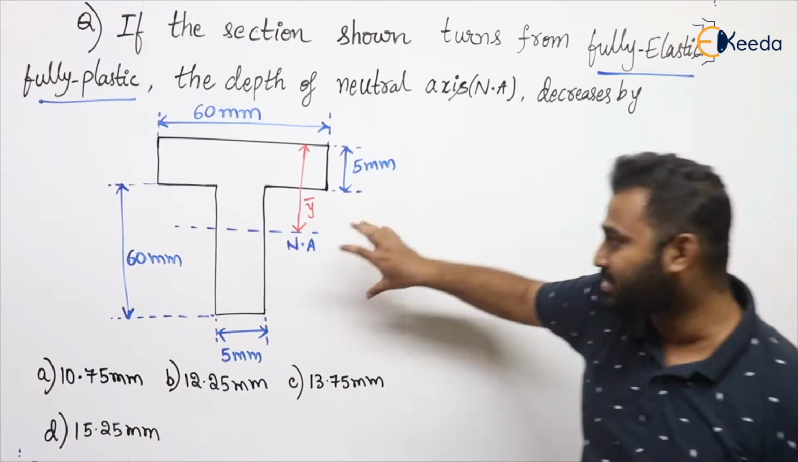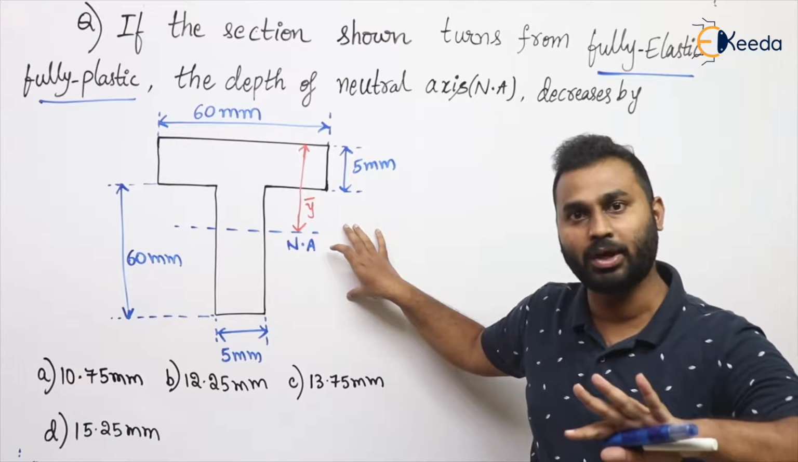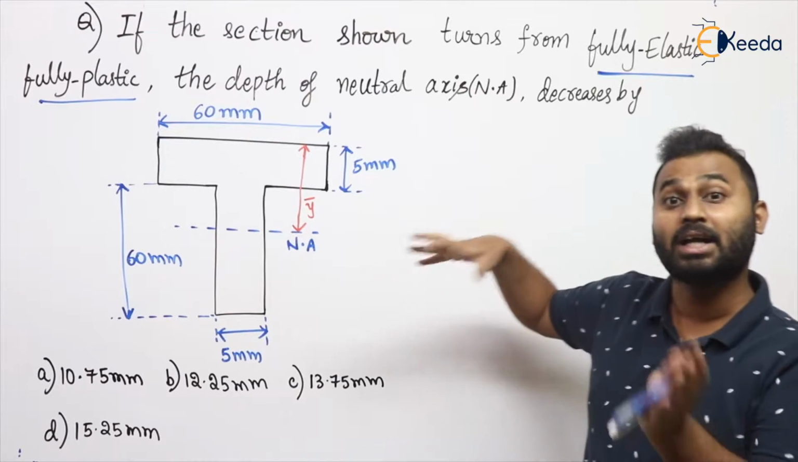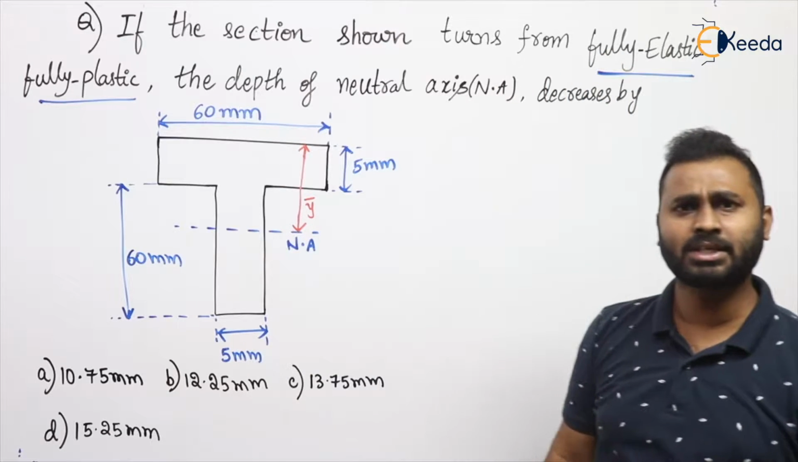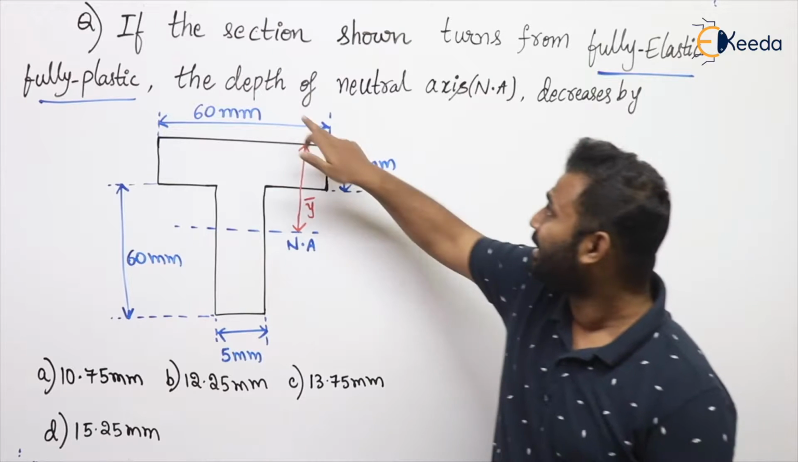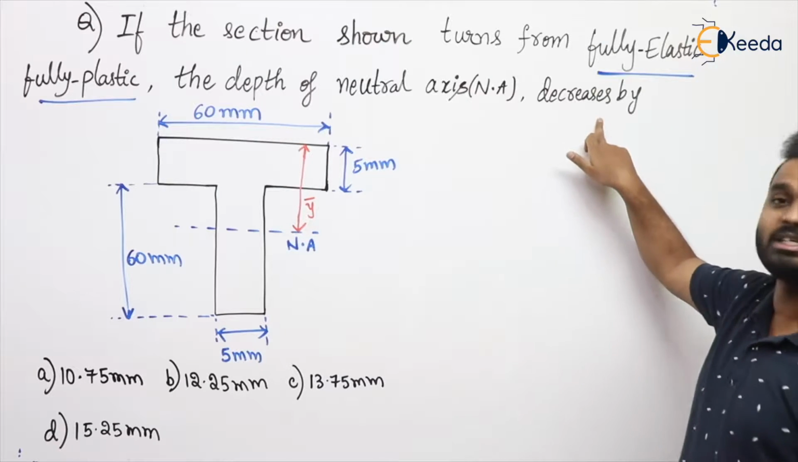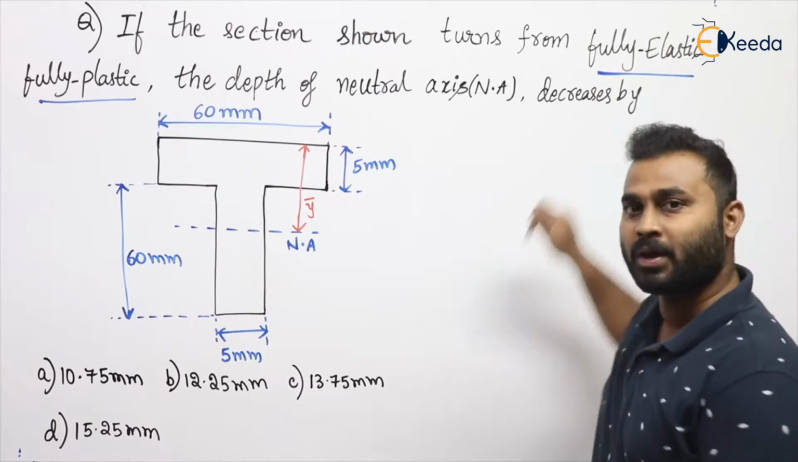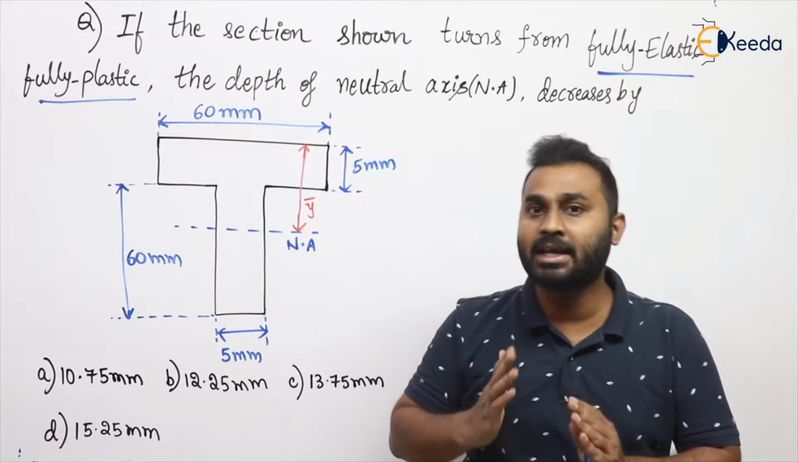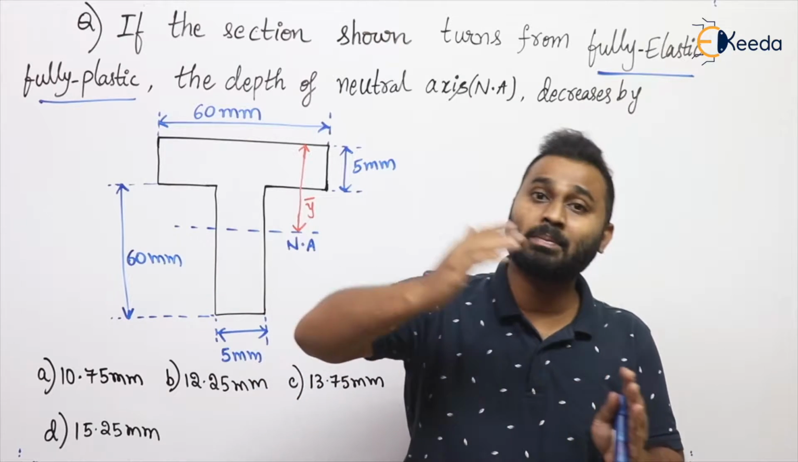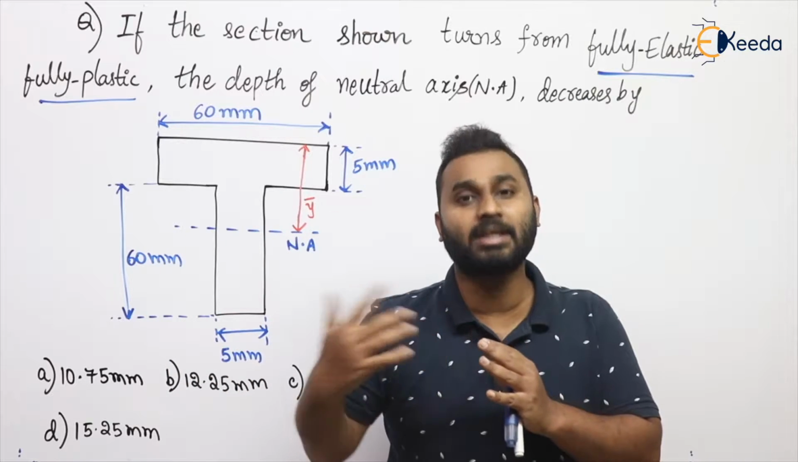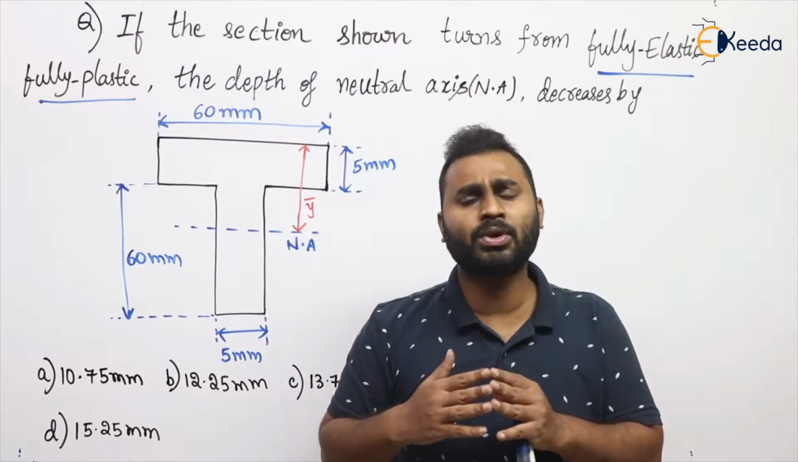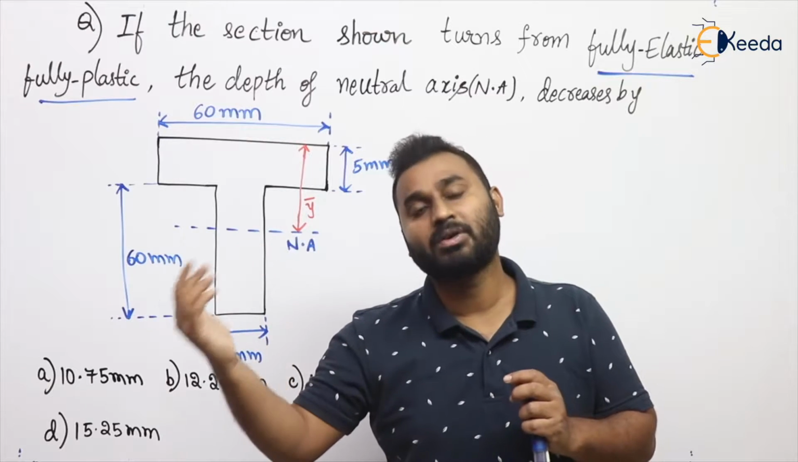Clear everyone? Now this section, because of some external loading, turns from fully elastic to fully plastic. Clear everyone? Now what is it asking? The depth of the neutral axis decreases by... As we know, in the elastic state there exists one neutral axis, and in the plastic state also there exists one neutral axis, right? But these two neutral axes are not the same, and they are not the same for all types of cross sections.